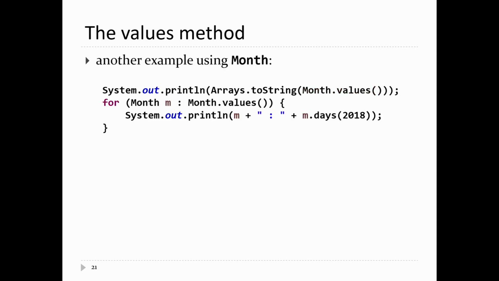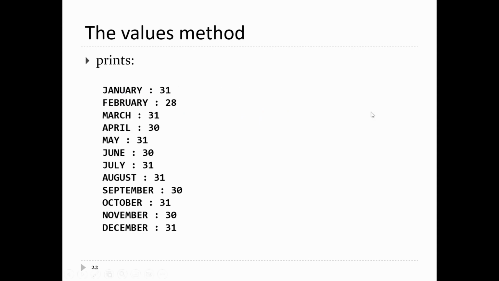If you want to iterate over all the months, you can do that. You just call Month.values. That gives you an array. You can loop over the array using a for each loop, and inside the loop, I can do something with each month. So for example, find out the number of days in each month for the year 2018. And you would get that, which just prints the number of days for each month in the year 2018.